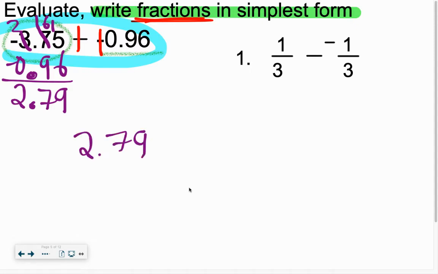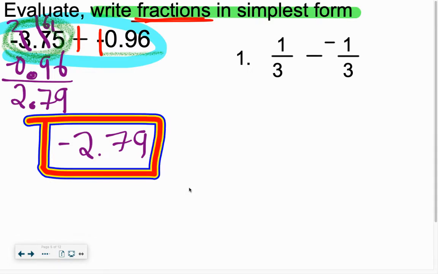2.792 and 79 hundredths. But again, go back. Remember, we said this 3.75 was the one that had more, which means since it's negative, you're still going to owe me money. You're still going to have a negative answer. And you're done.